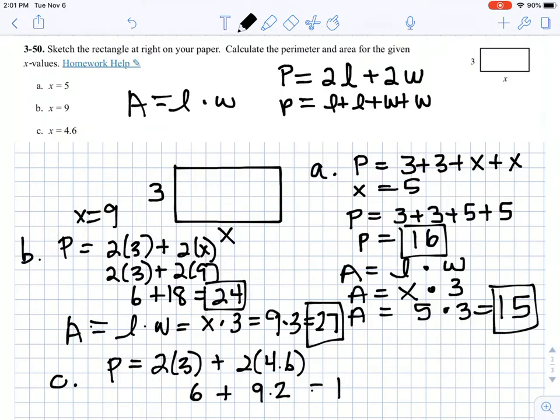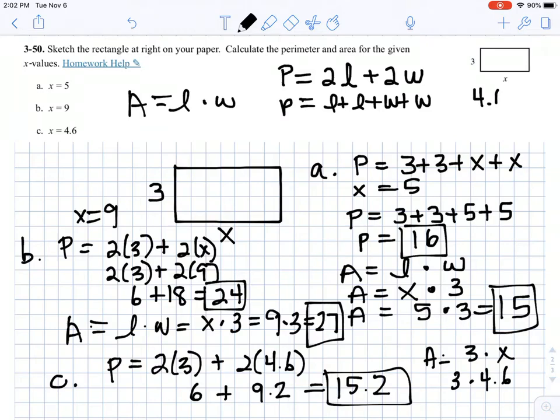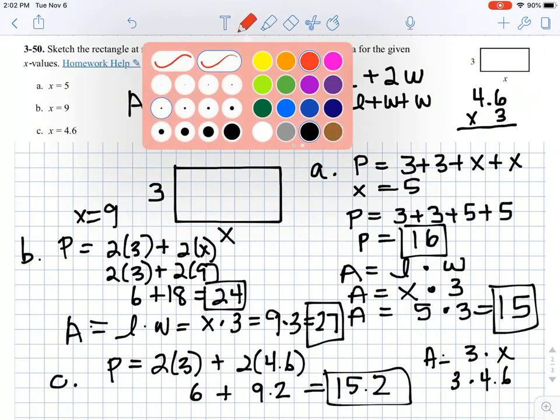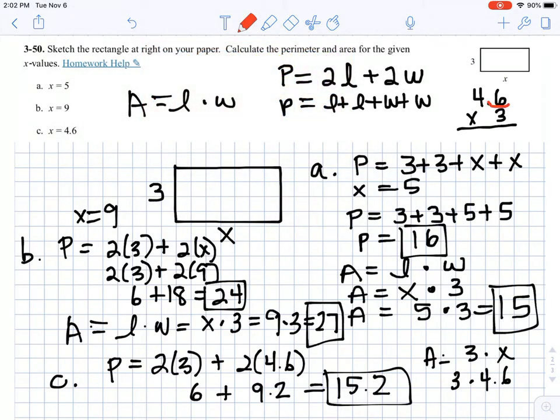So I'm just going to get 15.2 as the perimeter. And then the area is going to be 3 times x, or 3 times 4.6. We'll do that up here. So I do 4.6 times 3. And I remember that I can't use a decimal in this algorithm.